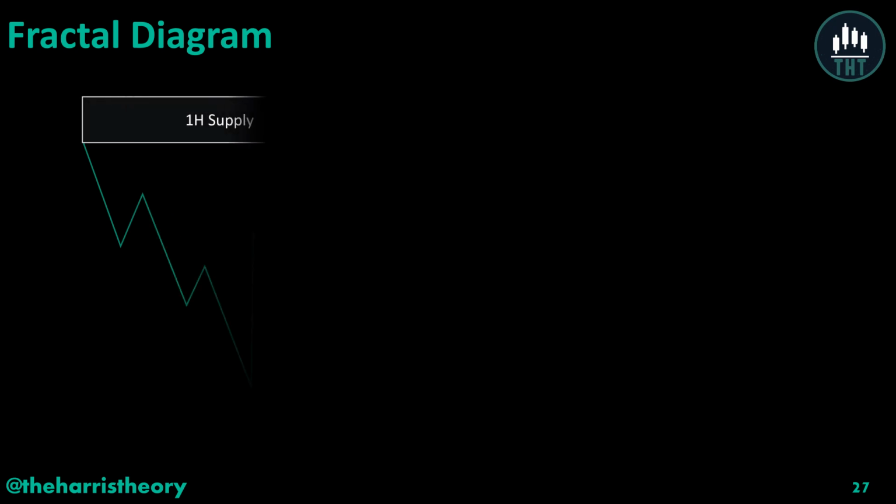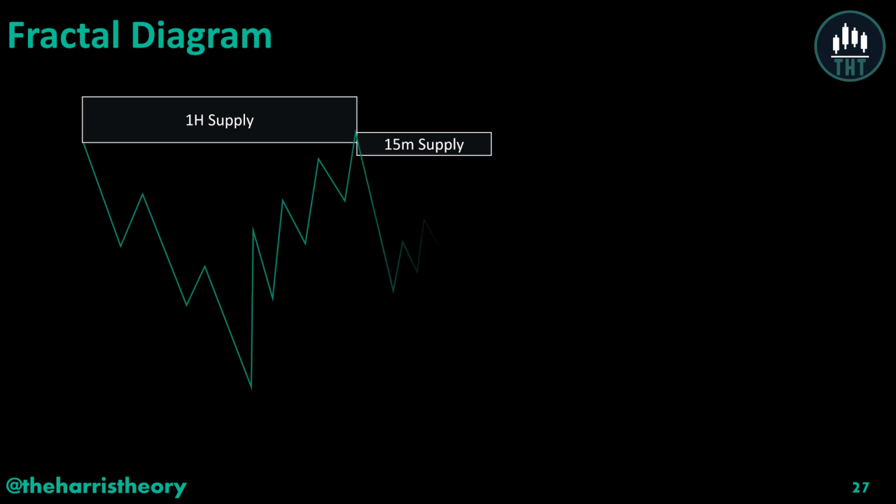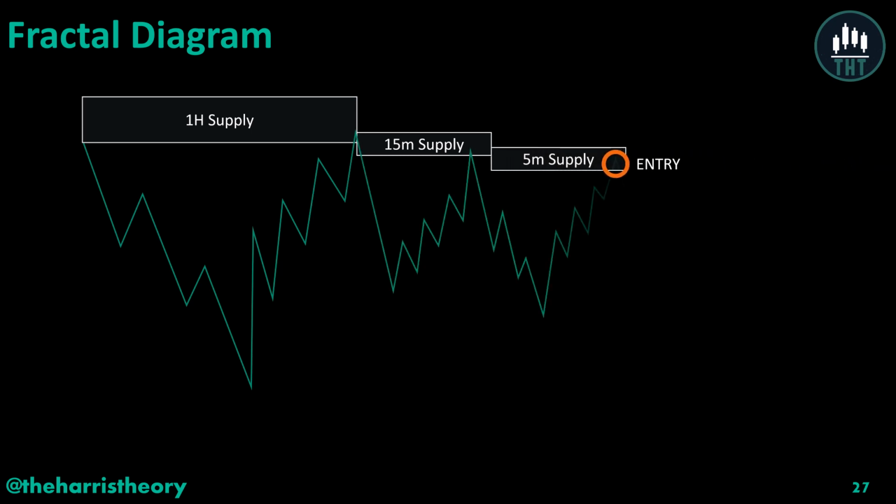Fractal, in simple terms, is looking for mirrored confirmation entries as you go through the lower timeframes. As you can see, we've got a 1 hour supply, a 15-minute supply, and we are looking for our entry on a 5-minute supply.